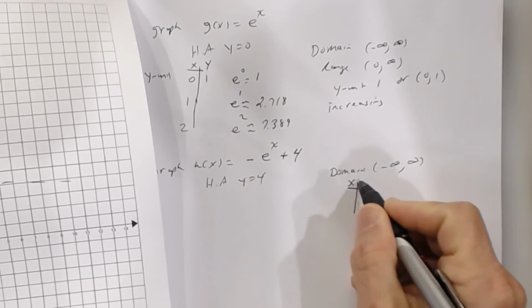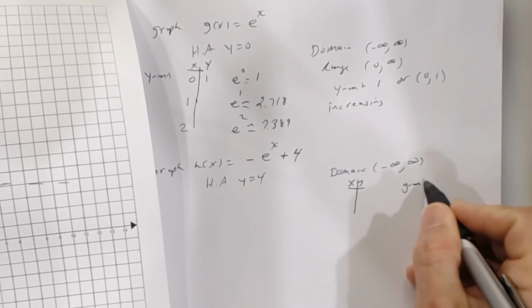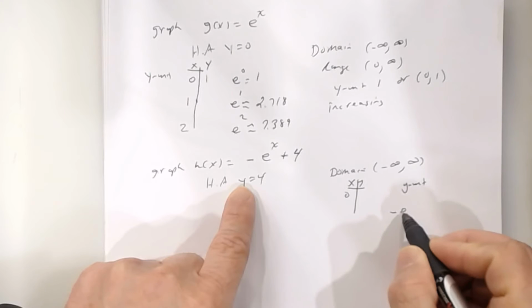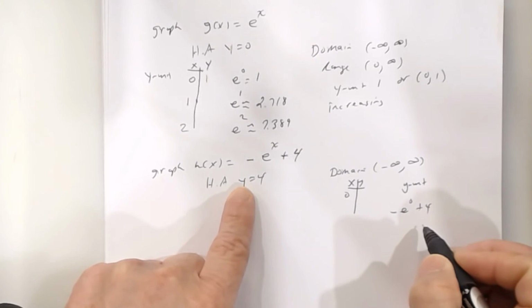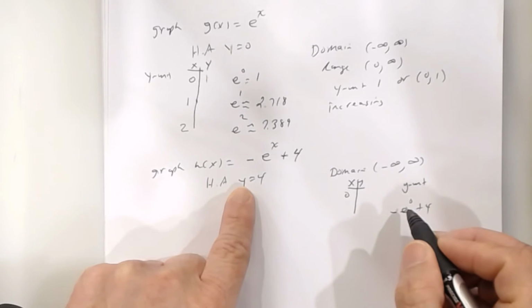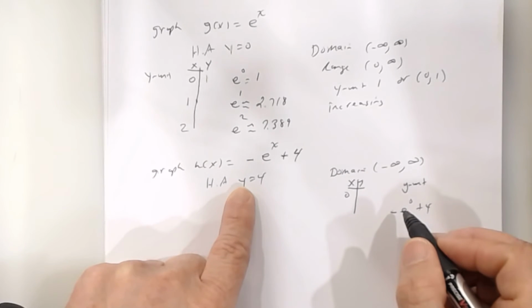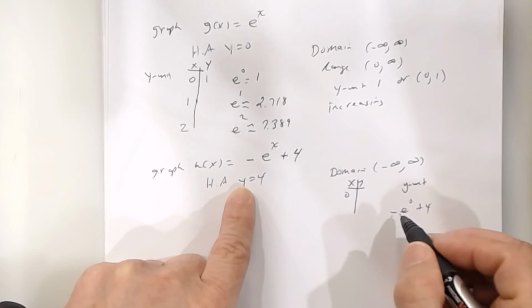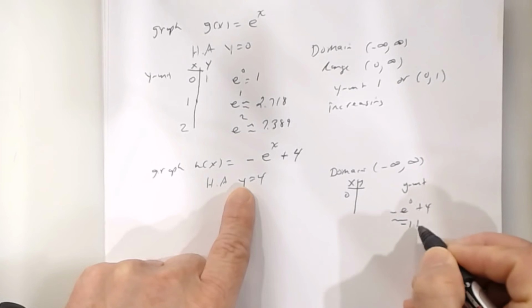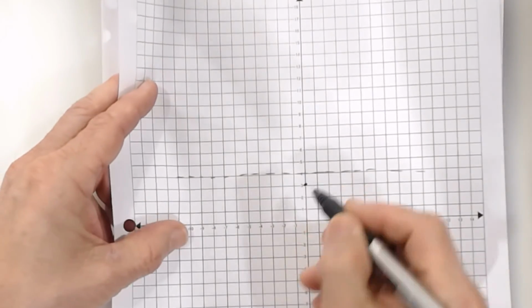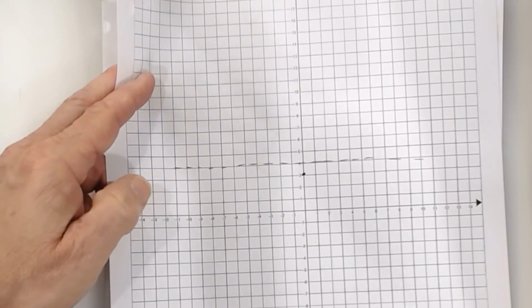So let's find the y-intercept. If x is 0, I get negative e to the 0 plus 4. Now be careful. What's e to the 0? Negative 1. No, what's e to the 0? 1. But this says I take the opposite of 1, so what's the opposite of 1? Negative 1. Negative 1 plus 4 is 3. So I plot the point (0, 3), and notice, guys, it is below the horizontal asymptote.